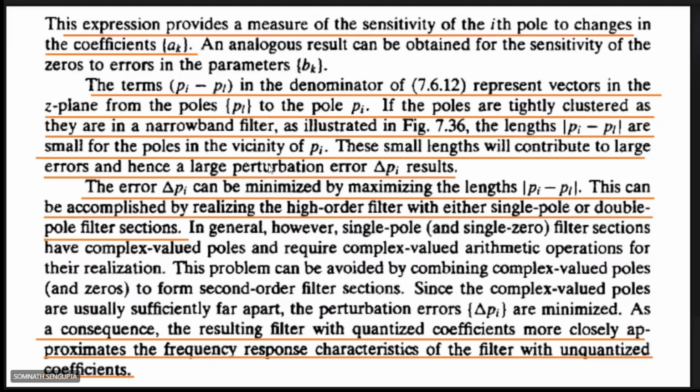So the error delta pi can be minimized by maximizing the lengths pi minus pl. This can be accomplished by realizing the high order filter with either single pole or double pole filter sections. So there will be many sections, each section will be of single pole or double pole, and you have to constitute a higher order filter. That way that effect can be minimized.